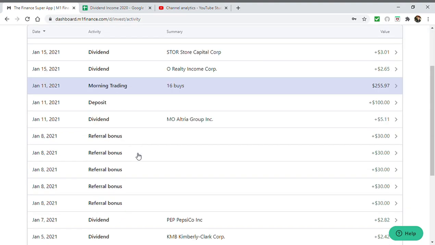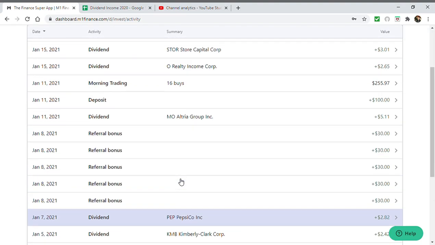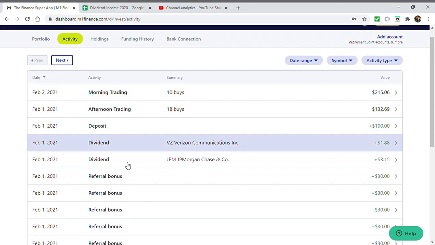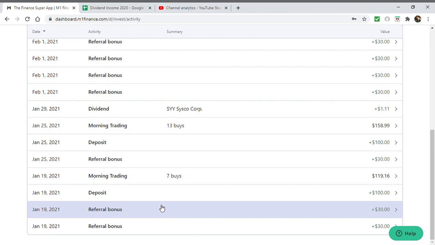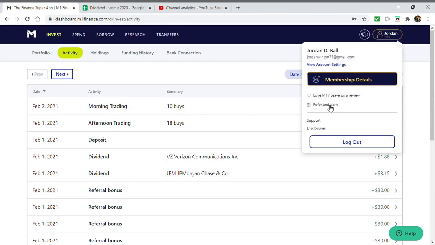Let's go back to the beginning. We had my weekly deposit of $100. We had a lot of buys. We had dividends. We had lots of referrals for January. And the reason is because of that massive promotion. We had steady deposits, steady referrals, steady dividends, and that's what led to that incredible increase in share price from my portfolio.